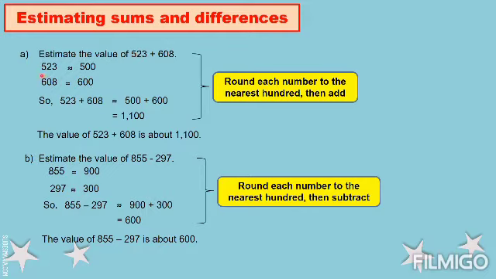So we have here 523. Listen properly, class, to how I'm going to discuss this. 523 becomes 500. Why? Your target is hundreds. When we estimate sums and differences without stating what number to round off, we will estimate to the highest place value. So we have here 523. The highest place value is 5, the hundreds.